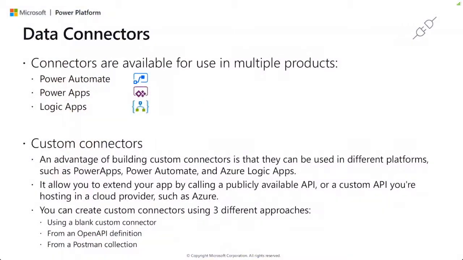So when you don't find a connector that fits your need, over the 400 connectors that we have on the marketplace, you can create your own custom connectors. And a custom connector can allow you to connect to anything that has a REST API or an HTTP API. You can connect using an OpenAPI definition or even from Postman. And all of those connectors, again, can be shared across either the Power Platform or Azure Logic Apps.